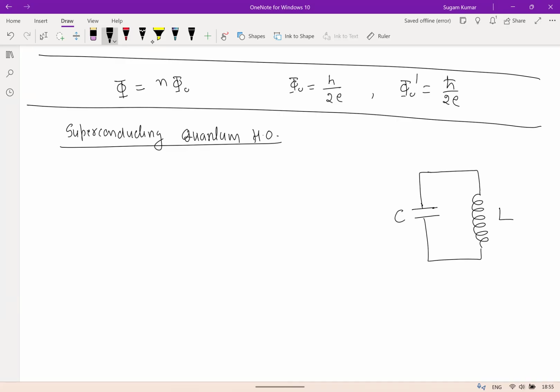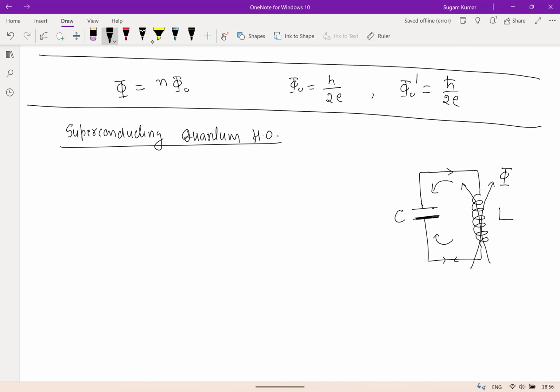Then you can see when the capacitor is going to discharge, the current is going to flow through the inductor, and as a result, a flux is going to be produced in the inductor, which I can call phi. Then this current will go this way, and this plate is going to charge. And again, this is going to discharge, and then the current will reverse. And you can see that this way, the current is going to oscillate. So this is the typical LC oscillator.